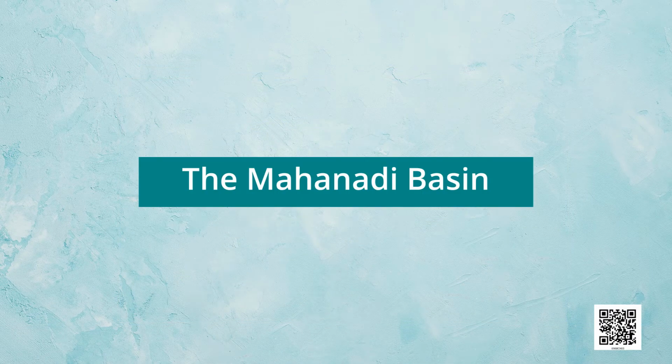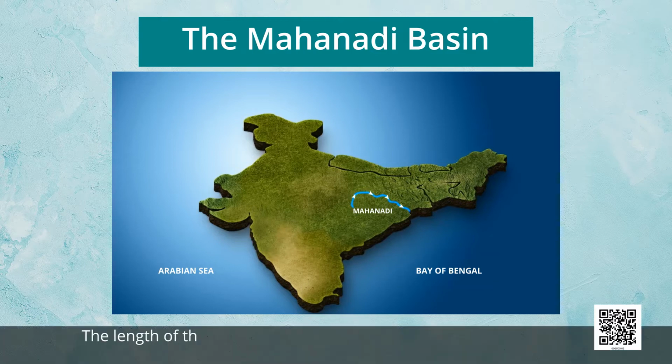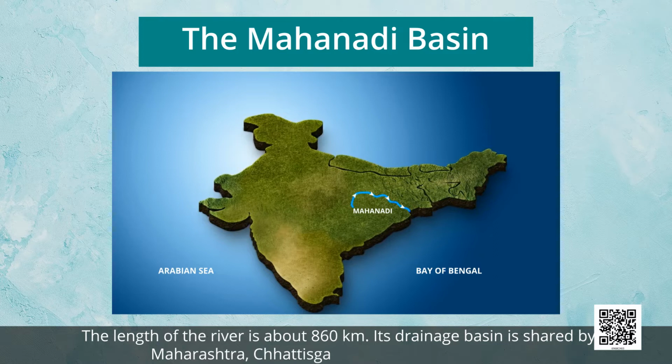The Mahanadi Basin. The Mahanadi rises in the highlands of Chhattisgarh. It flows through Odisha to reach the Bay of Bengal. The length of the river is about 860 kilometers. Its drainage basin is shared by Maharashtra, Chhattisgarh, Jharkhand and Odisha.